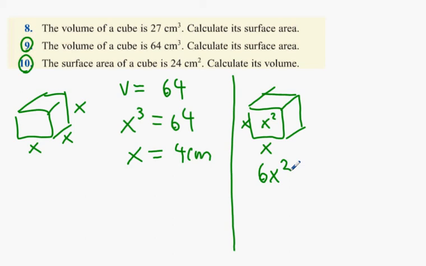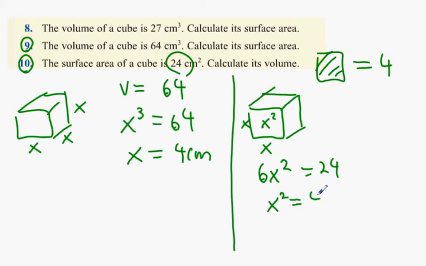Another way of thinking about it would be just divide 24 by 6. What happens when you divide 24 by 6? 4. You can say that one side is equal to 4. One of the areas equals 4. Or you can say 6x squared equals 24. You'll find you get the same answer. Divide by 6 and you get x squared equals 4. Square root it and what do you get? 2. x equals 2. Okay?